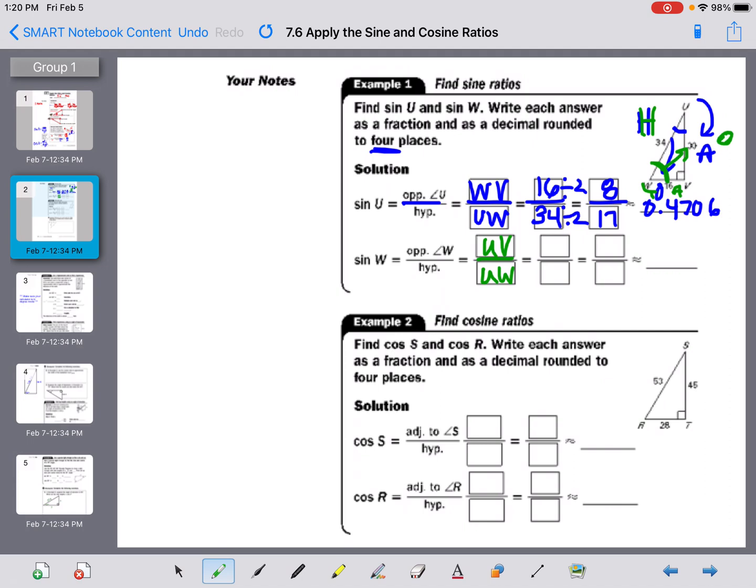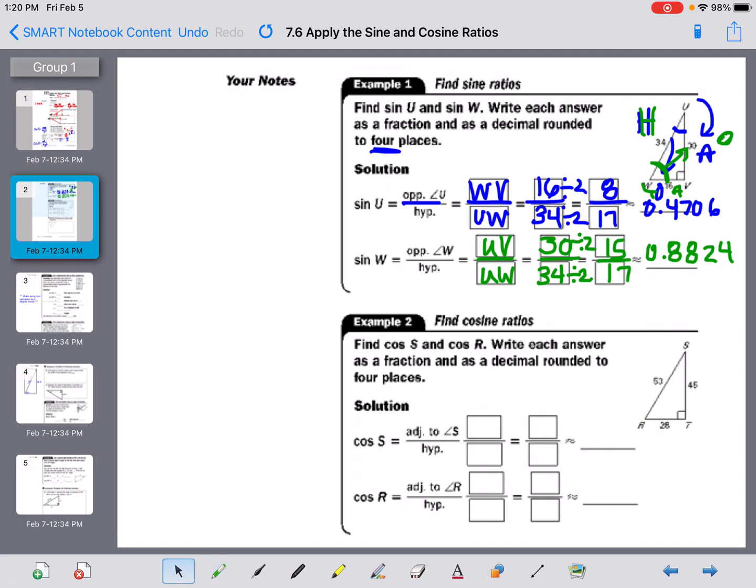So when I go to the sine of W, across opposite there is 30, and hypotenuse is 34. I reduce again. I think, again, the best I can do is 2, and I get 15 over 17. 15 divided by 17, 0.8824. I think I'm going to round to 24 there, okay? All right, so finding sine, I have opposite over hypotenuse. Reduce it to lowest terms and get your decimals. You've got a couple of those on your homework worksheet today.